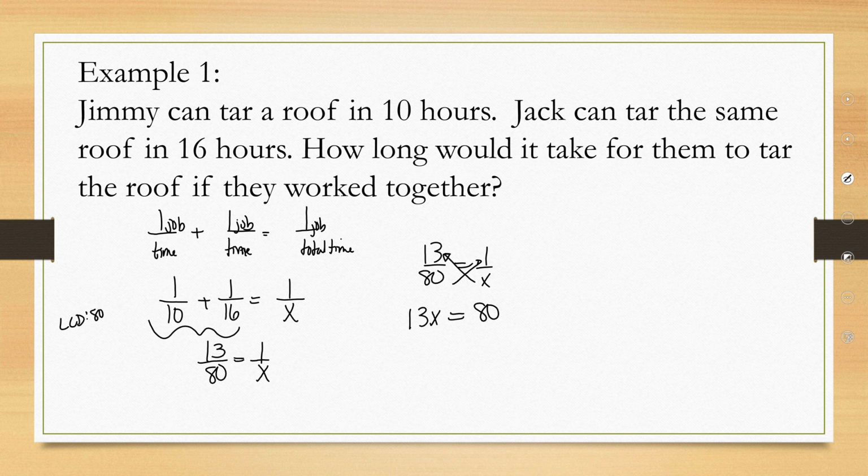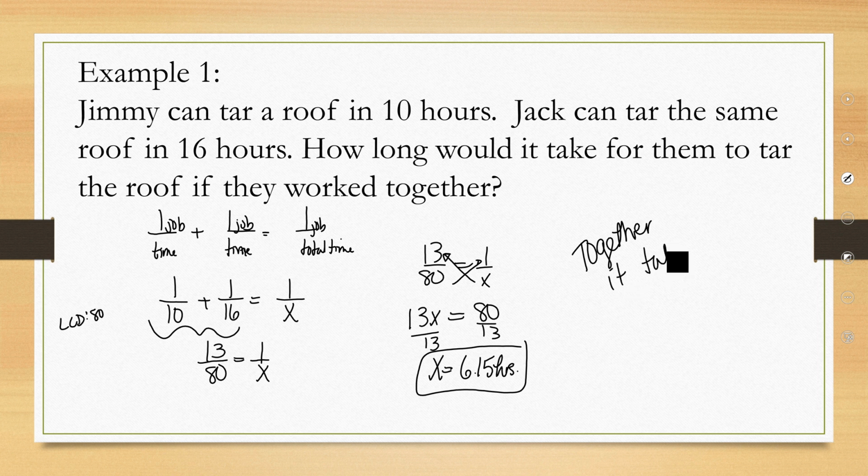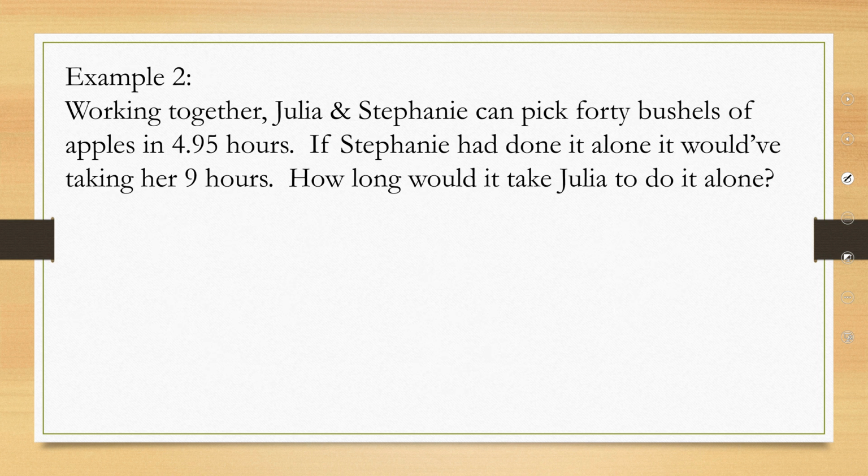So 13x equals 80, divide both sides through by 13, and we will get x equaling about 6.15 hours. So that is our answer. Together, it takes them a little over 6 hours. It takes 6.15 hours. That's a quick little sentence. You could make it more complex, but there's no reason to. All right, let's try another one just like it.